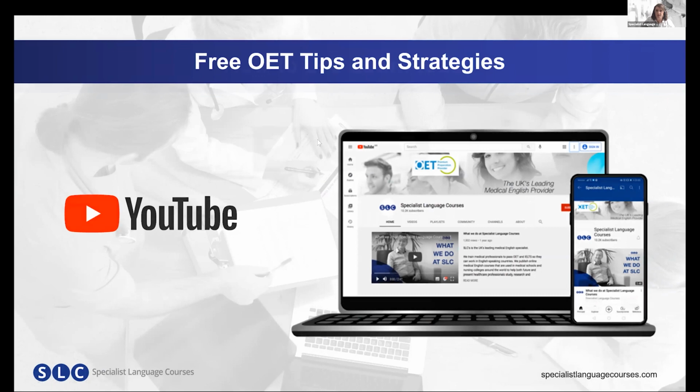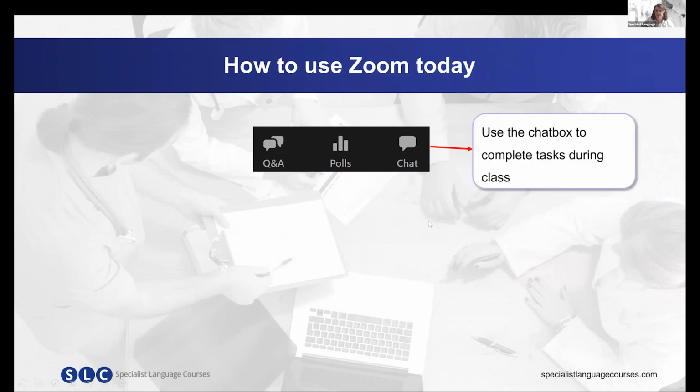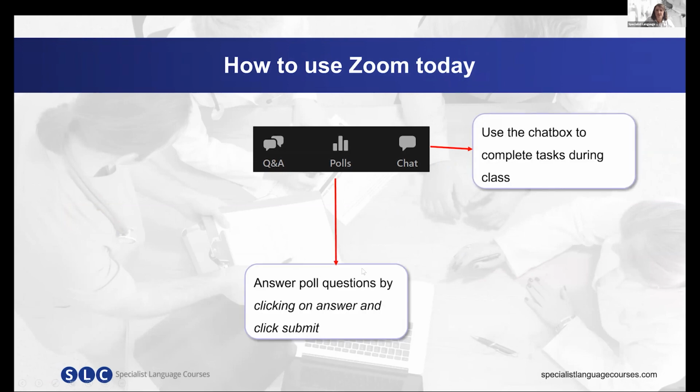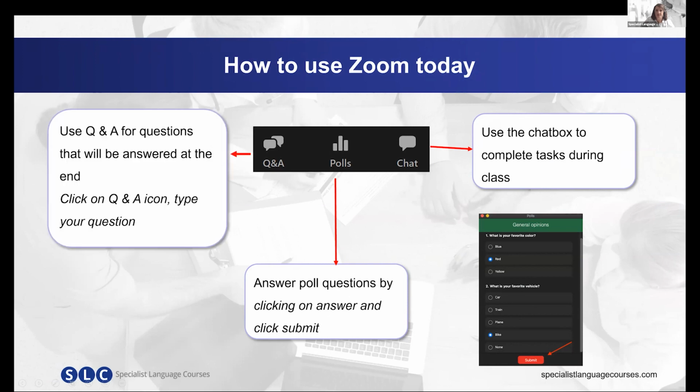Second, a little point on how we're using Zoom today. We've got the chat, which you're using already. We'll use that to complete some tasks. We will have polls. You need to answer a poll question by clicking on your chosen answer and then submit. And then at the end of the session, we will have time for questions and answers. Any questions that you have, you can put into the question and answer section, and I will do my best to answer them at the end.